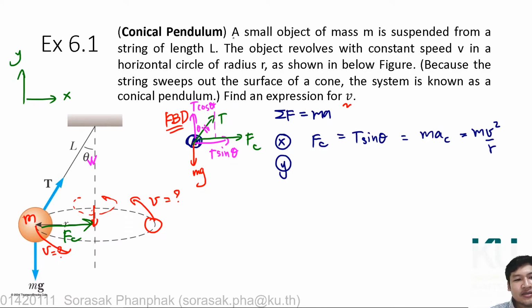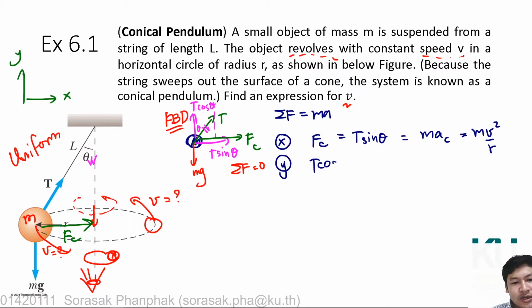And what you can see, when you revolve this, you revolve with a constant speed. So this is still uniform semicircular motion. If you look from above, downward, you see this looks like circular motion of this object, right? So from the y direction, you will use Newton's first law. So you have T cos theta equal to mg in this case.